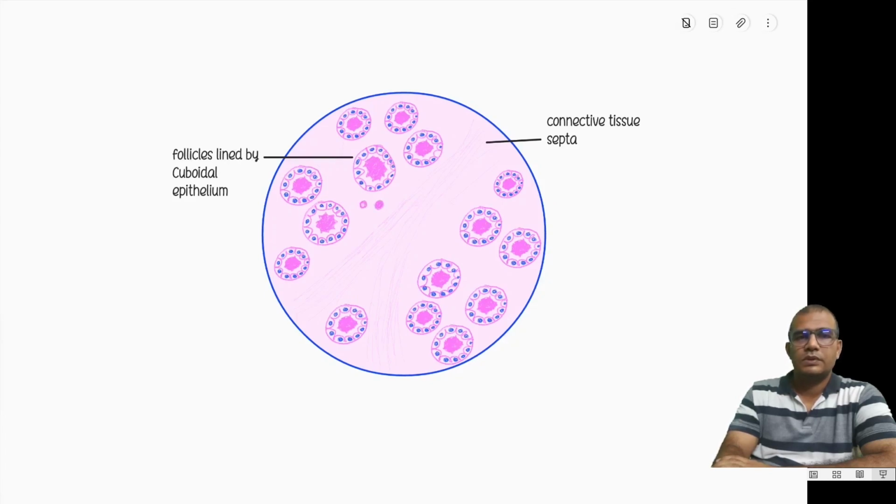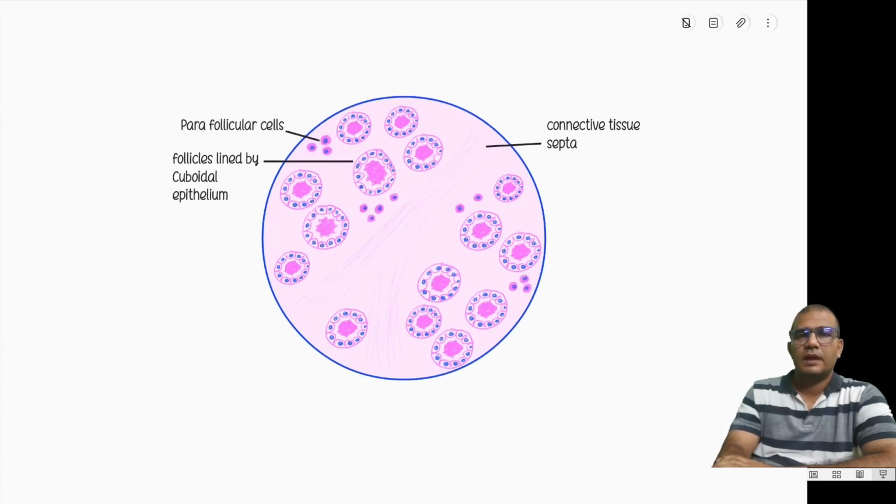Now show the parafollicular cells between the follicles. These parafollicular cells are scattered throughout the gland in between the follicles. They will be either isolated or clustered. So the circular parafollicular cells, and the remaining part is the capillaries. So draw capillaries and complete the diagram.